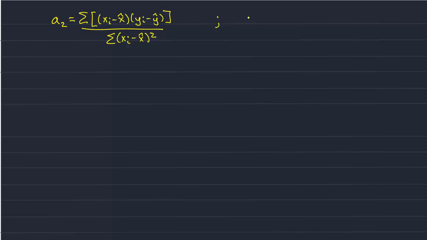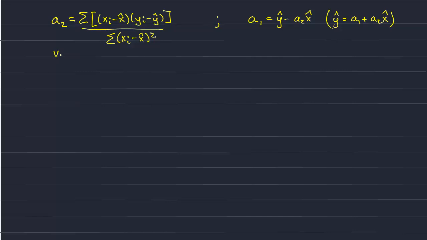And the solution for the intercept is simply the mean value of y minus the slope a2 times the mean value of x. Or in other words, the mean value of y is simply equal to the intercept plus the slope times the mean value of x.